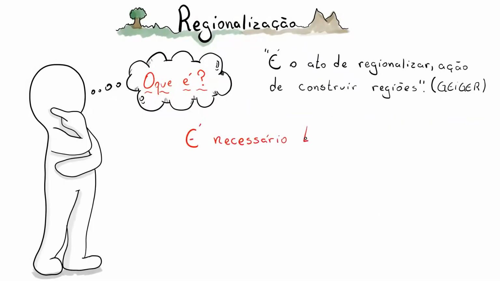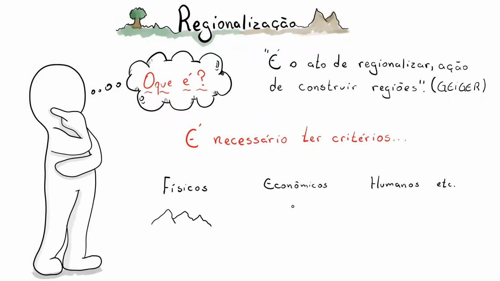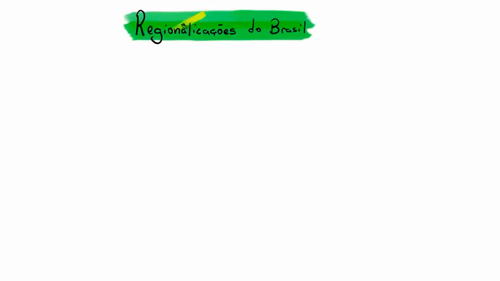But look, in order to regionalize, first and foremost, you need to have criteria. Remember when we talked at the beginning about a region being an area defined by common characteristics? So these characteristics come precisely from these criteria, which can vary. It can be a delimitation based on social aspects, physical, economic, political, cultural aspects, among many others. Then from each criterion, different forms of regionalization emerge.